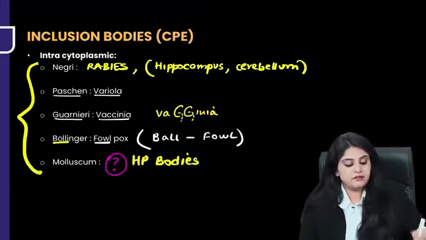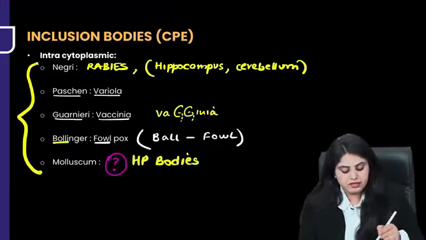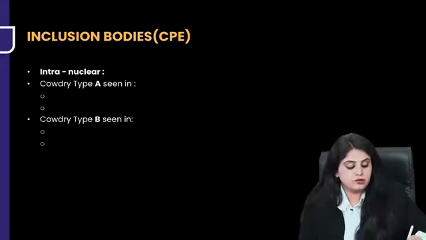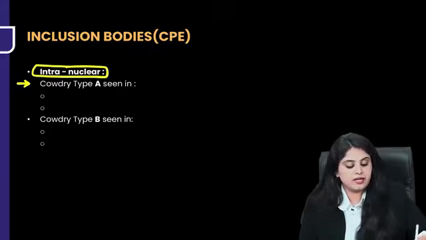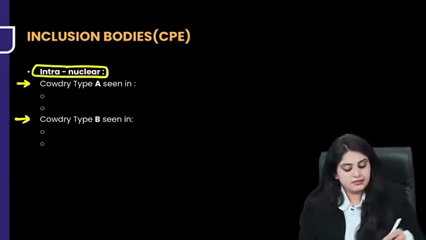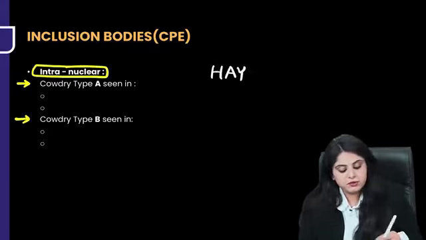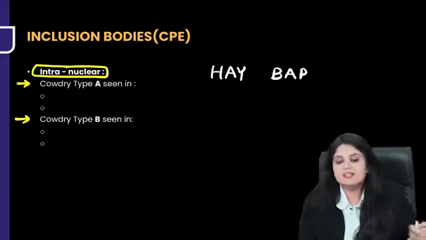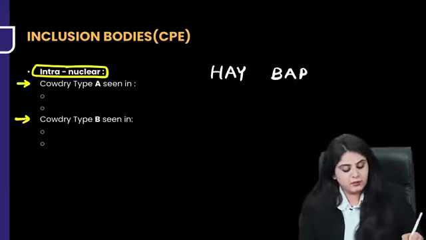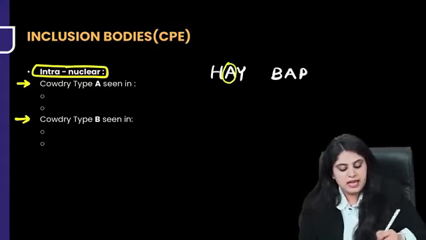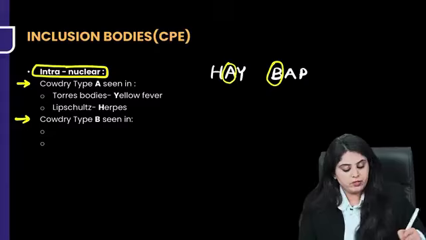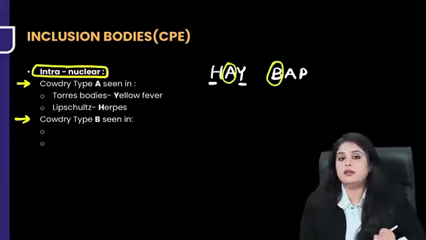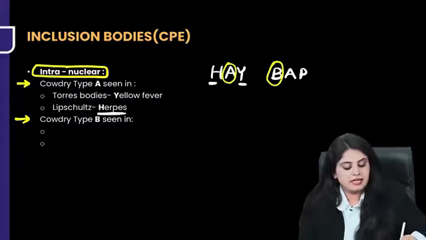All of these were in the cytoplasm, because now I will ask you which are the bodies which you see in the nucleus. Whenever they are in the nucleus, you call them Cowdry type A and Cowdry type B, and there's a very famous mnemonic for this, that is Hey Bap. So firstly, Cowdry type A is seen in herpes and yellow fever.